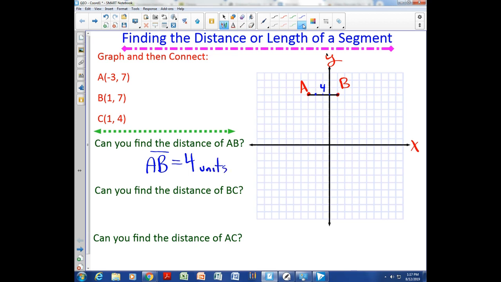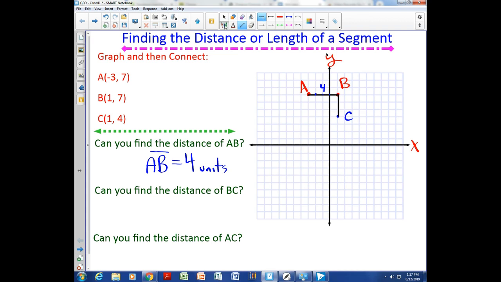Let's try the same with BC. B is already on our graph, so find the distance of BC. C is 1, 4, 1, 2, 3, 4, right here. Here's point C. And you could see that B and C share the same x value. Therefore, you could see that the segment represents a perfectly vertical line segment.